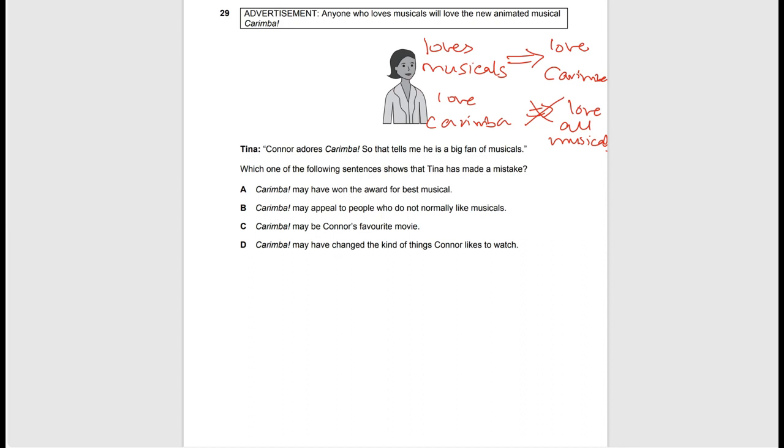A: Karimba may have won the award for Best Musical. This could be true, but it does not weaken Tina's argument. It doesn't say that Tina has made a mistake.